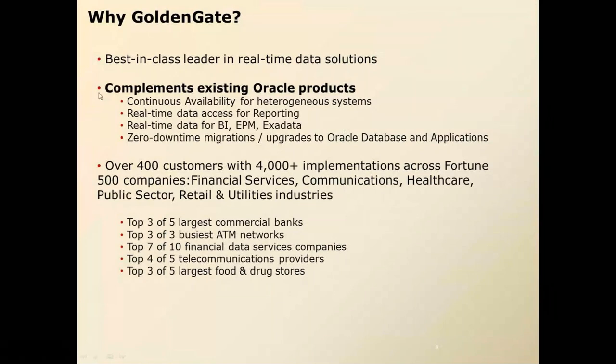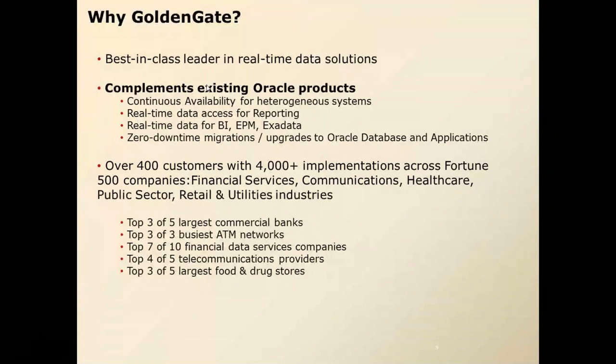Another important thing is that GoldenGate complements existing Oracle products as well. It ensures continuous availability for heterogeneous systems. Say, for example, you have a primary database running in Dallas and you are replicating the data using GoldenGate. You have built a secondary site available in New York. Now, in the Dallas center, there is a power failure or some disaster. Your application can quickly switch over to New York because everything is getting replicated over there, ensuring your databases are highly available.